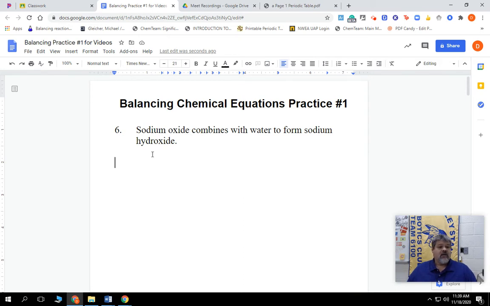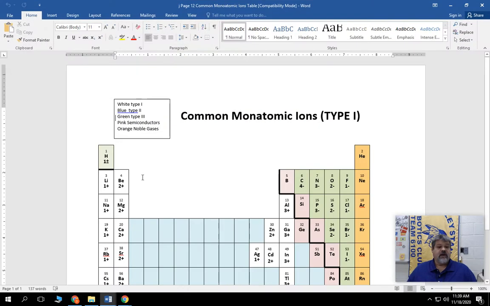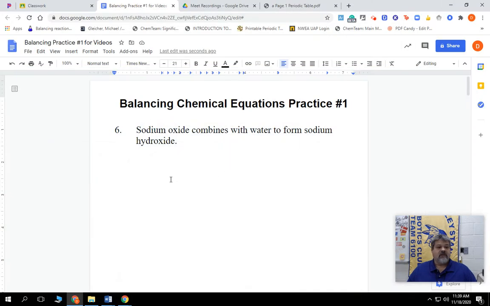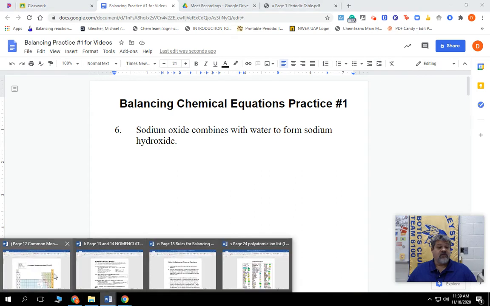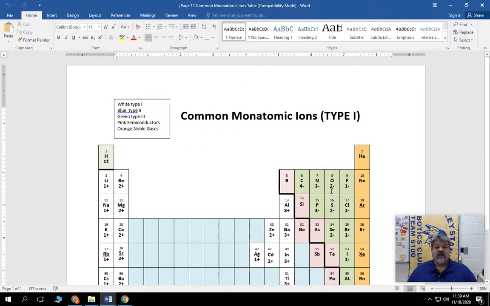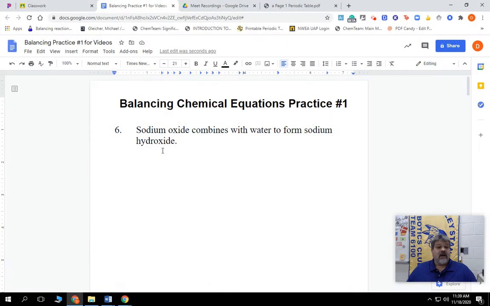Now again, I can show you all the different steps, but remember sodium is on this sheet right here. Sodium is Na. It is monoatomic. It is a type 1. So we go back to our problem. It's a type 1, so here I would say it's a +1. Now oxygen is a nonmetal, and if we go back to our sheet, we see oxygen is right here. It is a -2. So we can put that in.